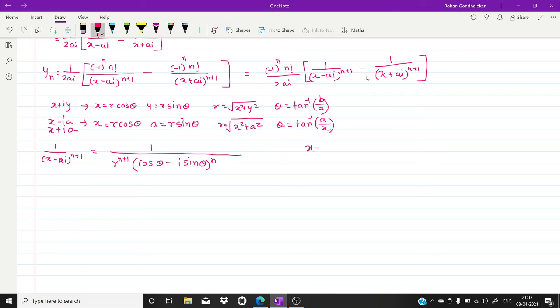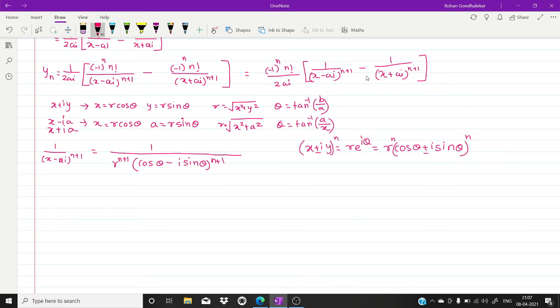Whenever there is a number x plus iy, it can be written as r into e raised to i theta, which is nothing but r into cos theta plus i sin theta. So if I have x plus iy raised to n, then it can be given as r raised to n into bracket cos theta plus i sin theta raised to n. I just follow this, and here I am getting a minus sign. Here the bracket is raised to n plus 1, because on the left side the power is n plus 1.